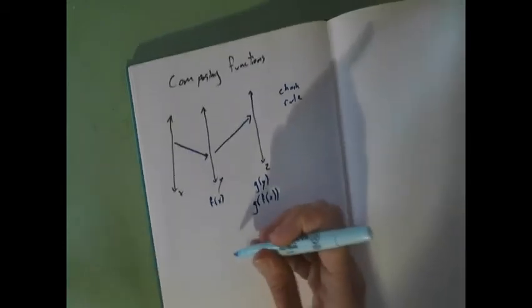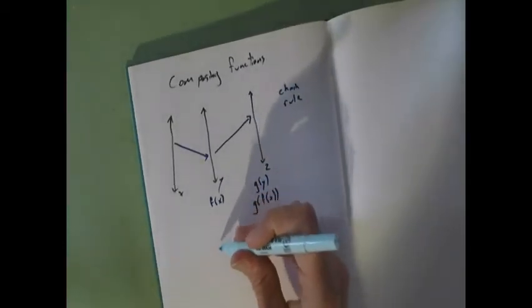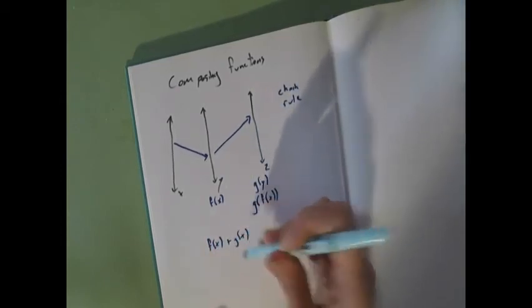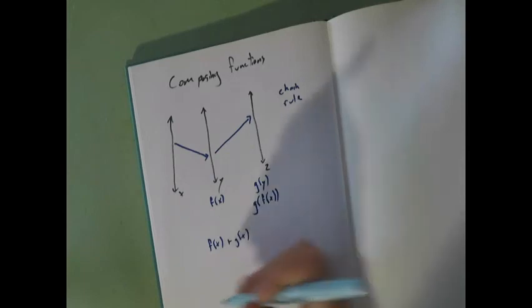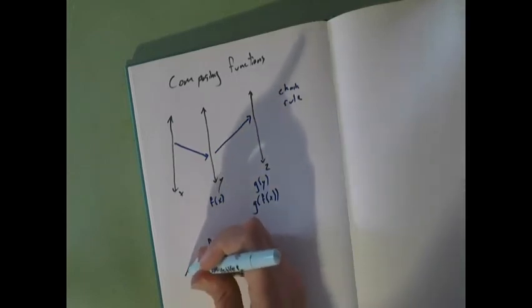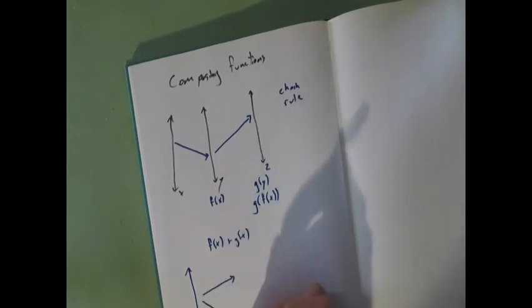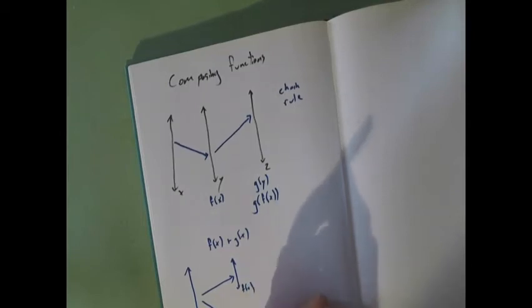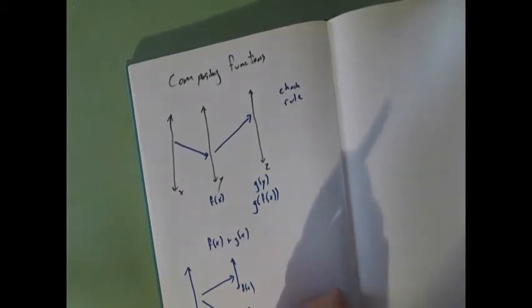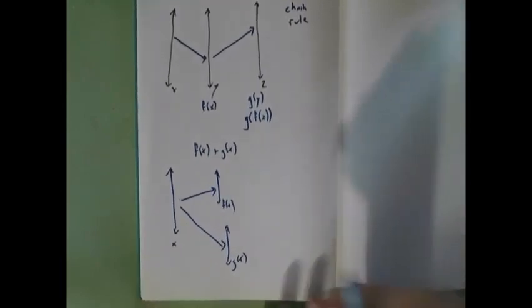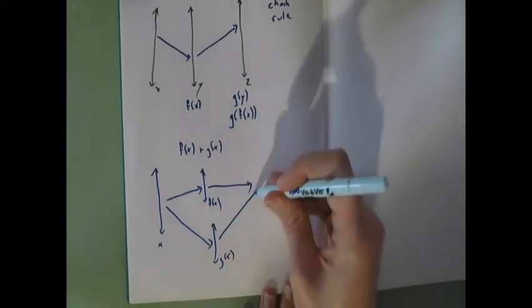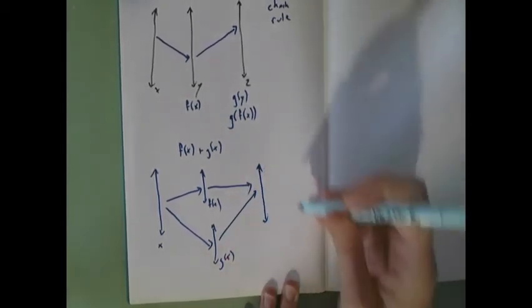That's one way we could do it. We could also do things like f of x plus g of x. There we're essentially saying we've got x, and we get f of x, and we get g of x. We're getting two numbers out of that, and then we're putting those together into some final thing.